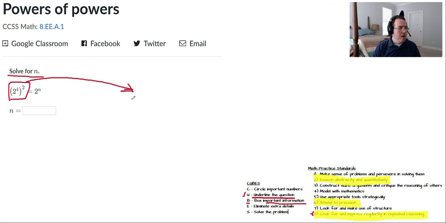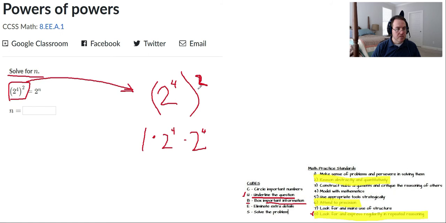But when it says 2 to the 4th power raised to the 2nd power, we need to think back to our original exponent rules. What does this actually mean? This means 1 times 2 to the 4th power twice, because the exponent is 2. Now using that original principle, this goes back to the last exponent law we used: when you're multiplying exponential expressions that have the same base, you can add their exponents together. So this would be 2 to the 4 plus 4, which equals 2 to the 8th.